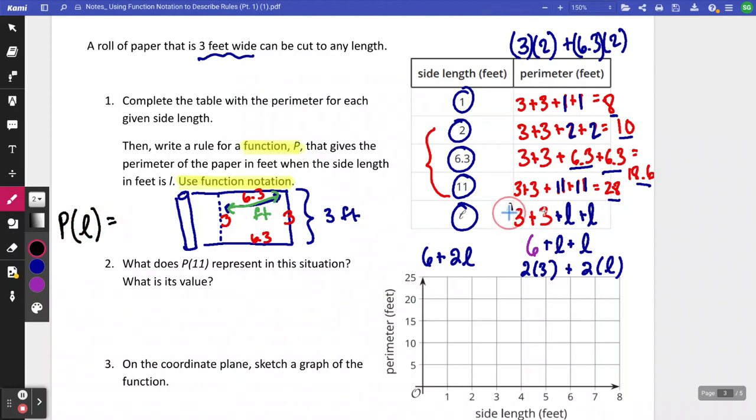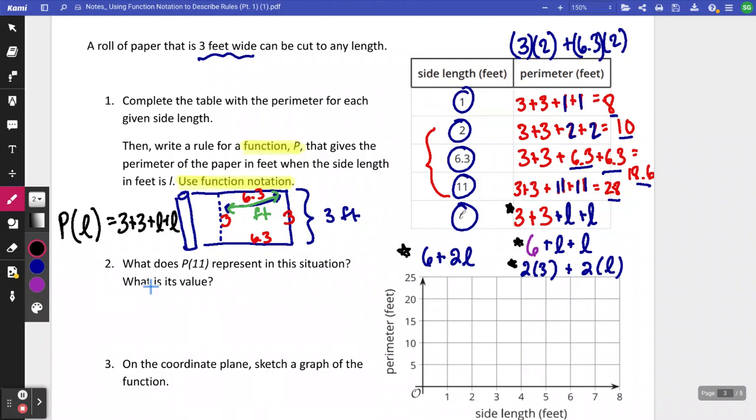equals, and then any of these here, whichever way you were thinking of it. I'm going to write that original one we had with addition, but any of these would be good. So we could say P of L equals 3 plus 3 plus L plus L. That right there is using function notation to describe how we find perimeter in this situation.